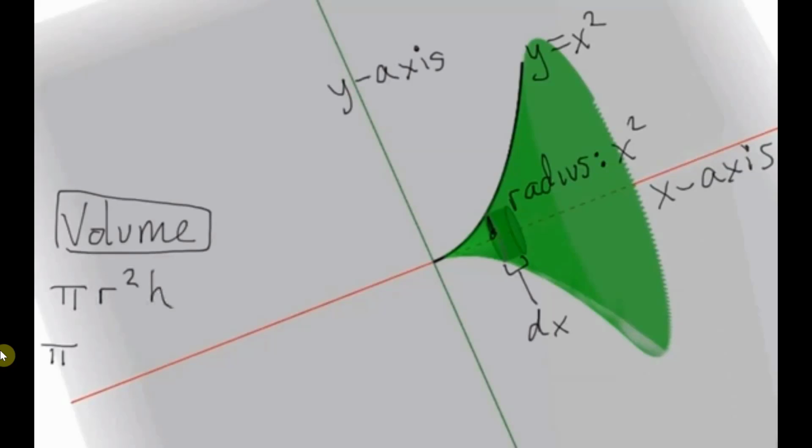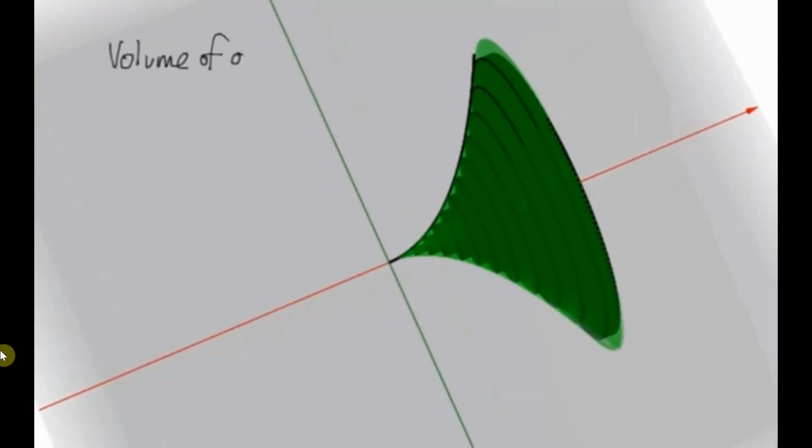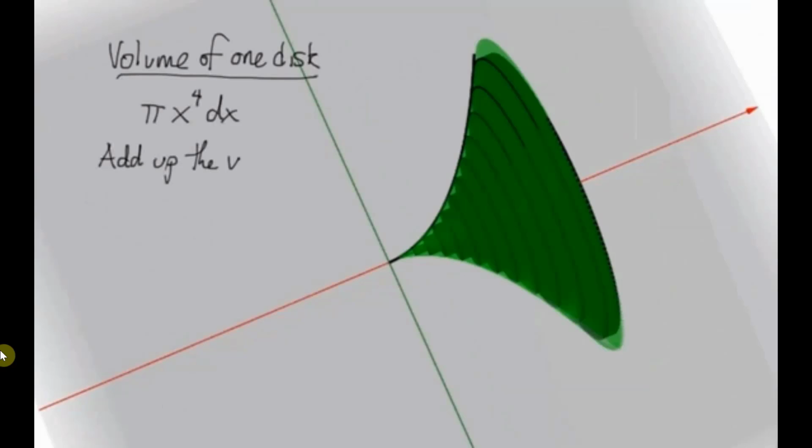In case you don't remember, the volume of a disk is pi r squared h. Substituting x squared for the radius and dx for the height, we get an expression for volume of our disk in terms of x only. This is quite powerful. Once you write the volume of one disk in complete generality, meaning only using variables, then you're able to write down a formula for the volumes of all those insanely thin disks with virtually no extra work.